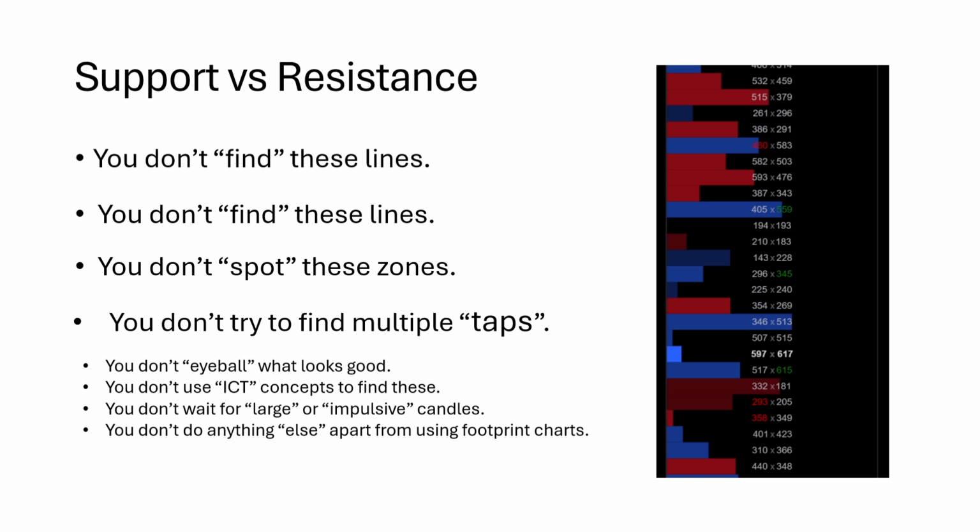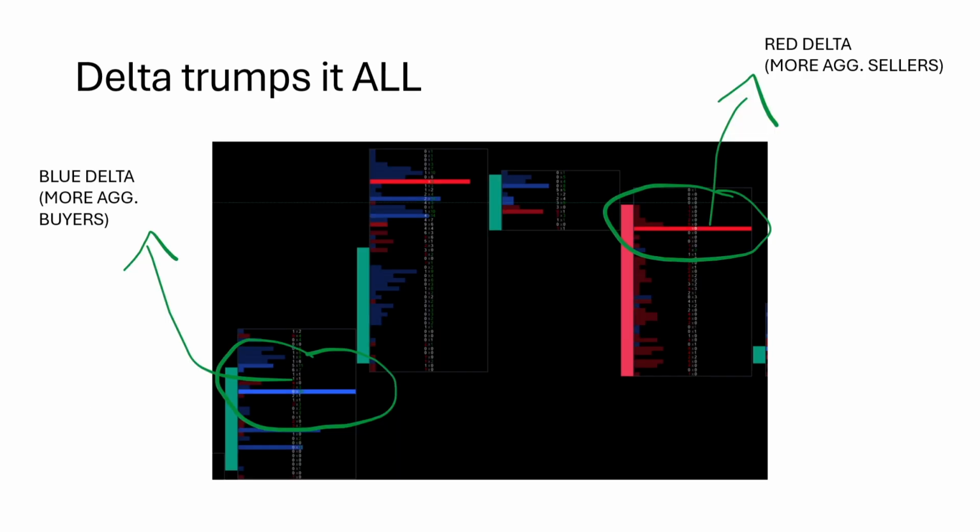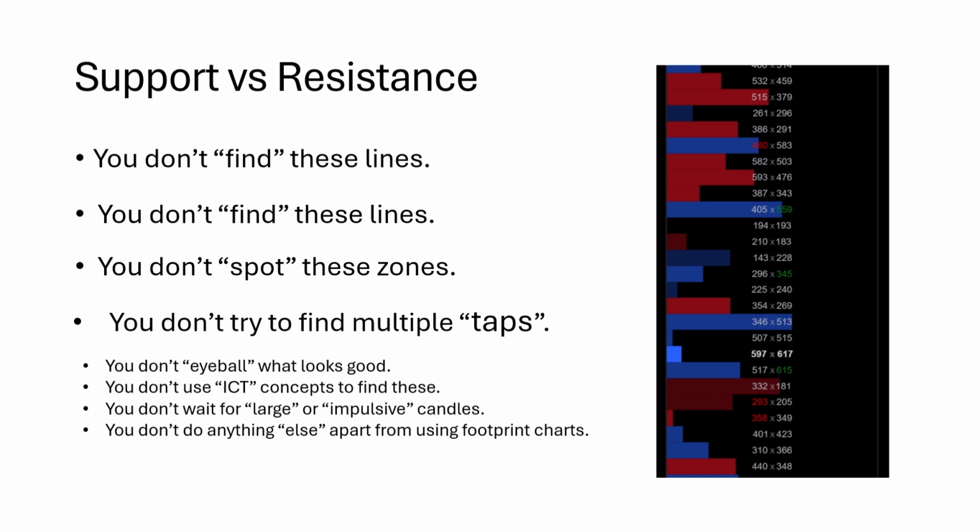You don't draw these lines. You don't spot these lines. You don't try and find multiple tabs. You don't eyeball what looks good. You don't use ICT concepts to find the zones. You don't wait for large, impulsive, momentum, big, nice candles. I've heard all of it throughout my years. You don't use anything else apart from footprint charts, because footprint charts tell you who's in control between buyers and sellers. And if sellers are in control, it's a resistance. If buyers are in control, it's a support. That's it. That's all you need to do.